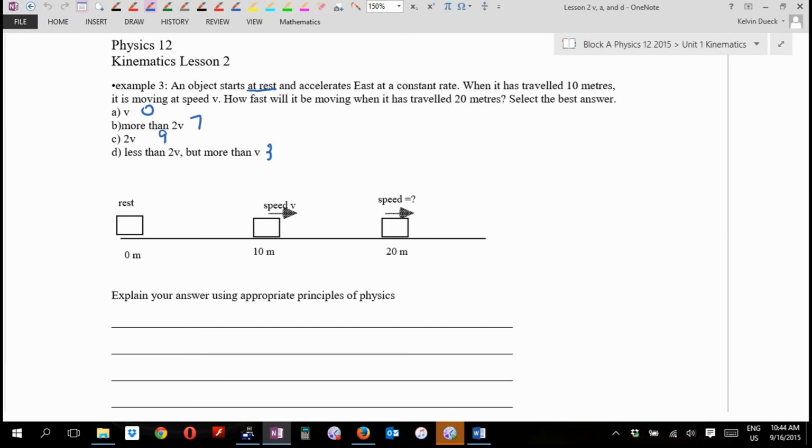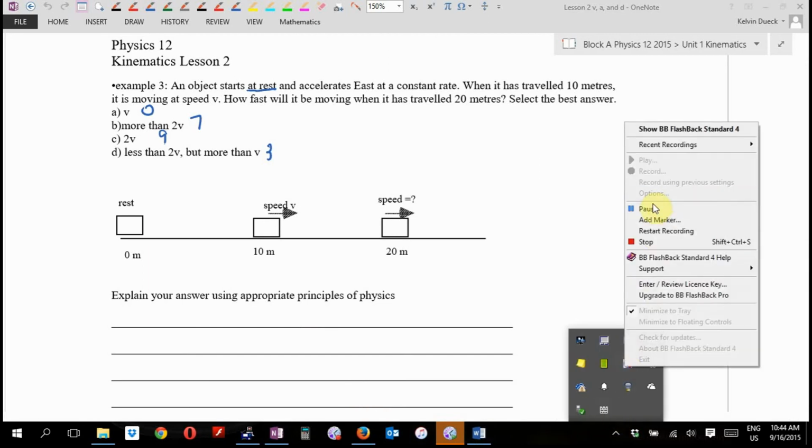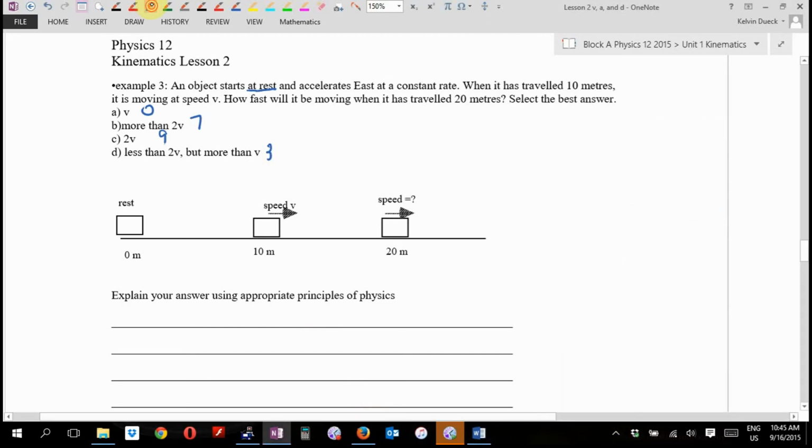Suppose, oh, first time this year, my pen has stopped working. What's going on? It's been going good. Okay, we're back. I'll let V be 12. What was D? 10 meters. What was VI? Couldn't we find A? Well, let's do that.